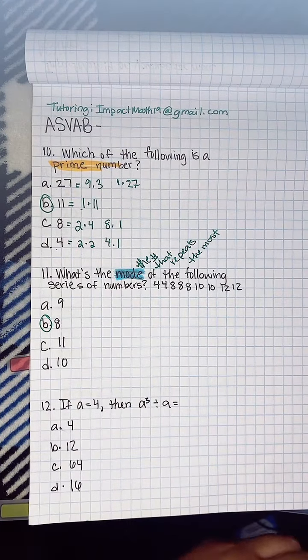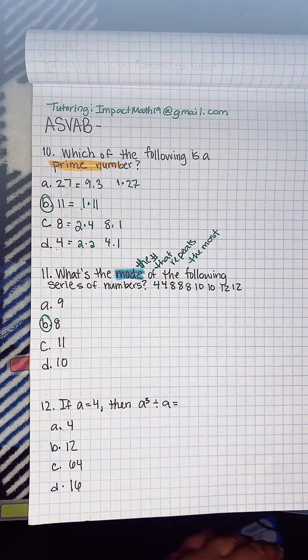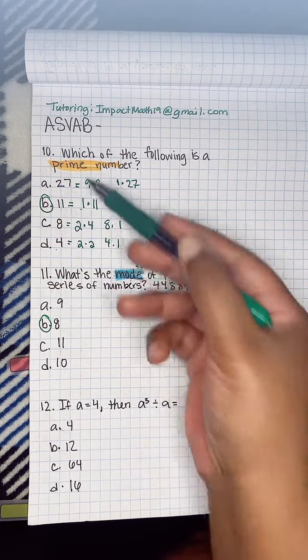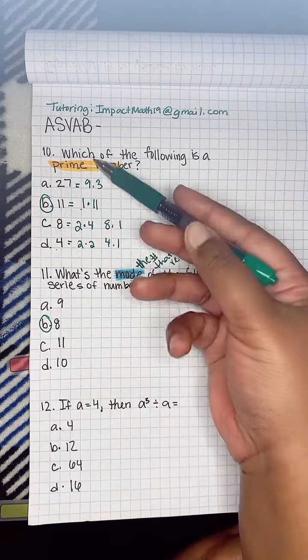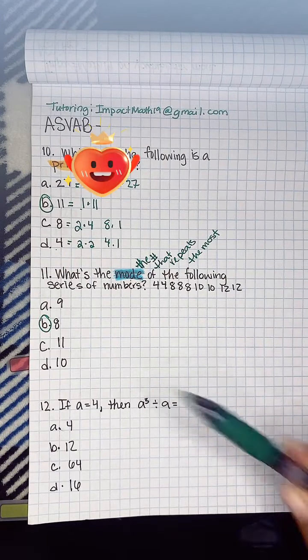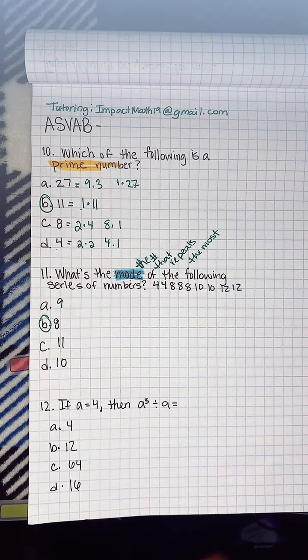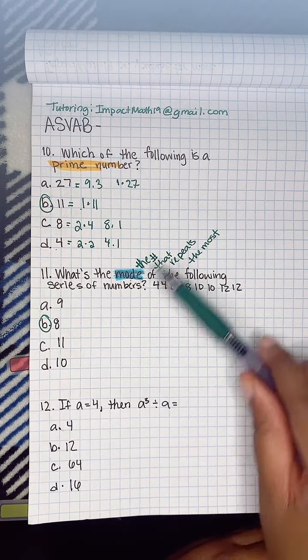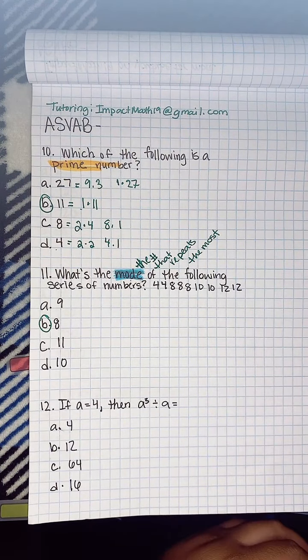Okay, that's what the mode means. It's like little tricky vocab, right? Once you know the vocab, it's so easy. But if you don't remember those vocab words, it's like, I don't even know what they're asking for. That's the tricky part about this ASVAB test.